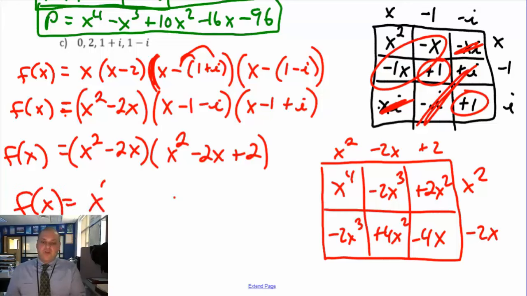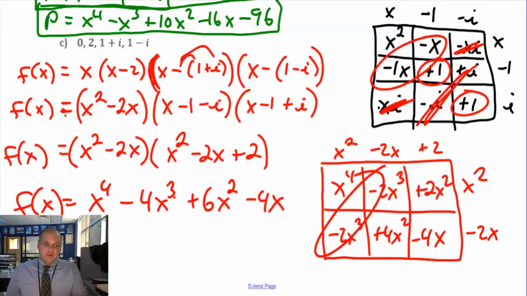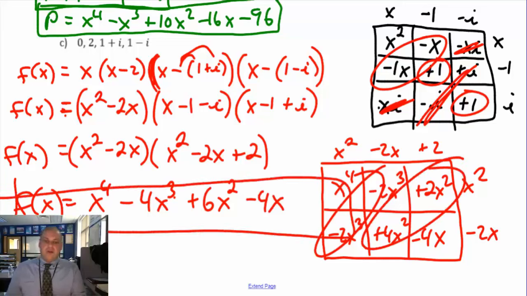x to the 4th minus 4x to the 3rd plus 6x squared minus 4x. Just combining our like terms, right? Combine those like terms. There is our polynomial. Sorry, I just wrote over it, but that's the polynomial.